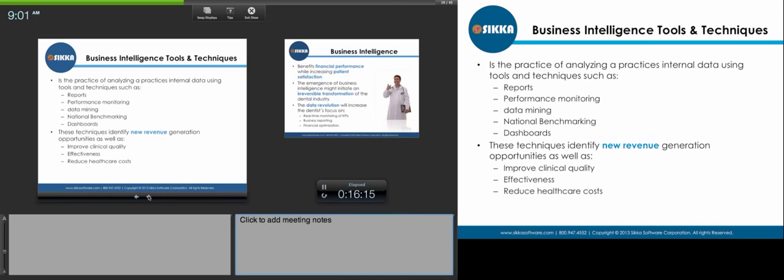Business intelligence uses reports, performance monitoring, data mining, benchmarking, and dashboards. If you are having to input data manually to generate your dashboards, you've got to get away from that. You want to have automatically created dashboards so that you don't have to spend time creating data which will feed into your dashboards. All of these things will help you with new revenue as well as reducing costs.